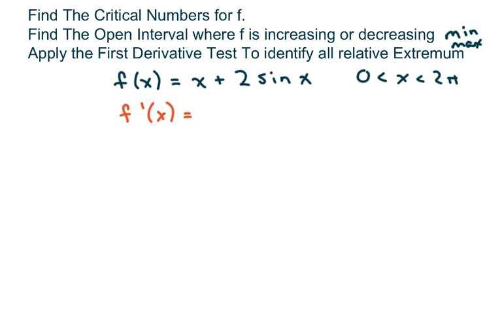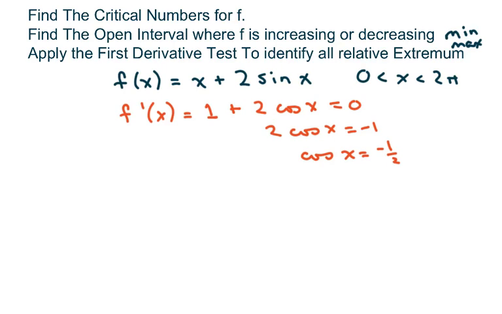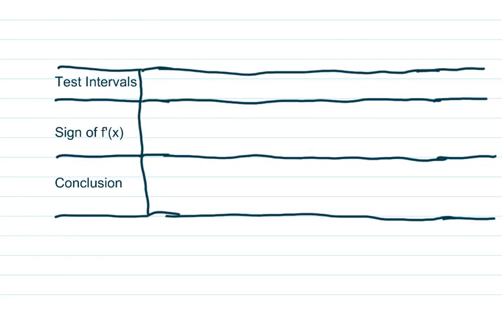Derivative of x is just 1, and the derivative of 2 sine of x is just 2 cosine of x. So we set this to 0, so we get 2 cosine of x equals -1, so cosine of x equals -1/2. That means my critical numbers are x equals 2 pi over 3 and 4 pi over 3. Alright, so those are the numbers we're going to use for our test intervals.